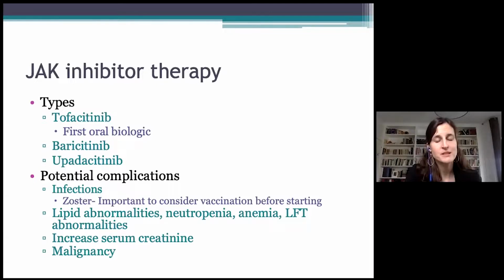Again, lipid abnormalities have been reported. Neutropenia, anemia, and LFT abnormalities have also been seen, so we do check these frequently when patients are on JAK inhibitors. We can at times see an increased serum creatinine, so we check a BMP. And also, as with some of our biologics, there's initial concern for potential increased risk of malignancies, although we haven't seen this in long-term studies.